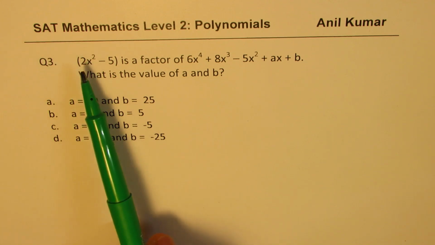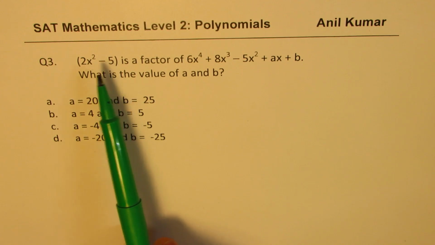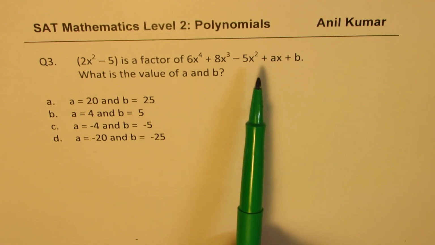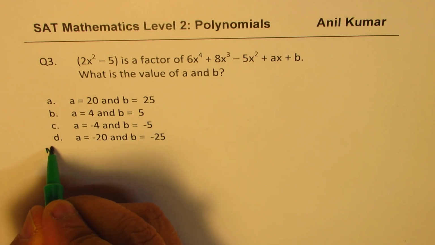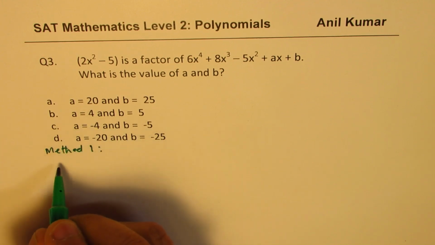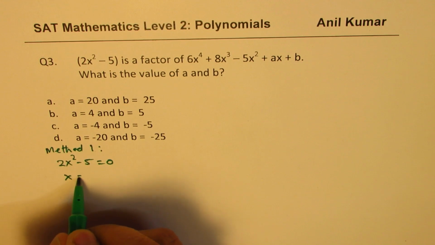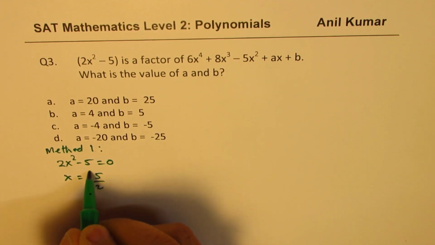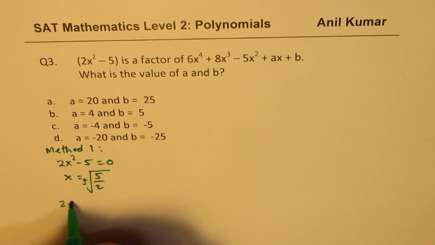One way is that x squared is equal to 5 over 2. You could plug this in and then get 2 different equations, right? So that could be one way. So, method 1: 2x squared minus 5 equals 0 means x equals plus and minus the square root of 5 over 2. Now these two values will give you 2 equations to solve, correct? So we get 2 equations to solve.